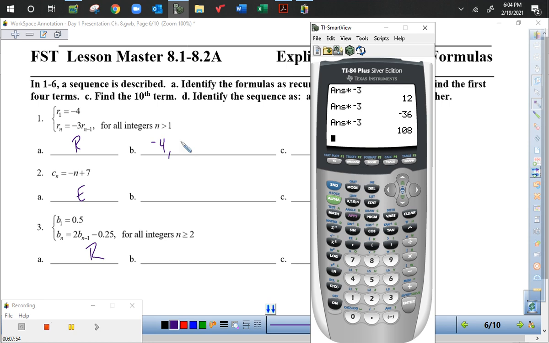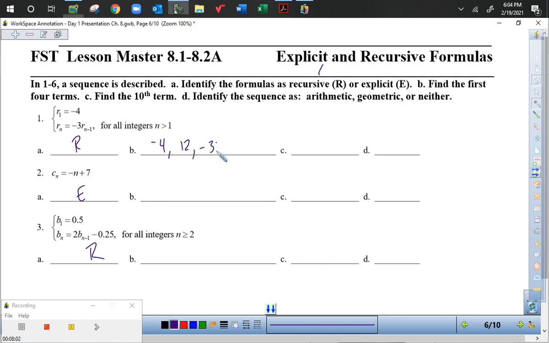So we want 12, -36, +108. And again, for this, it's not necessarily quicker than doing it by hand, but it will help us for some more complicated equations like what we see in number 3.